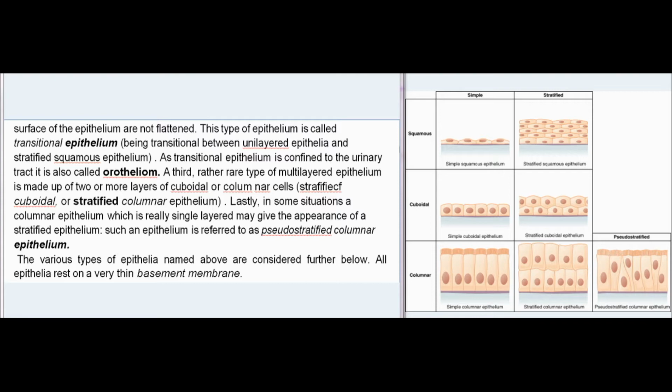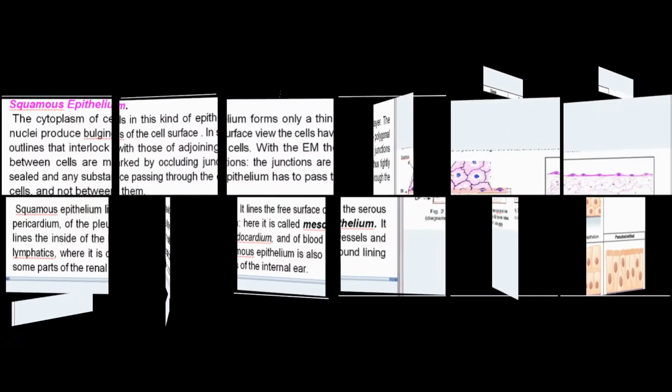A third, rather rare type of multilayered epithelium is made up of two or more layers of cuboidal or columnar cells: stratified cuboidal, or stratified columnar epithelium. Lastly, in some situations a columnar epithelium which is really single-layered may give the appearance of a stratified epithelium. Such an epithelium is referred to as pseudostratified columnar epithelium. The various types of epithelia named above are considered further below. All epithelia rest on a very thin basement membrane.